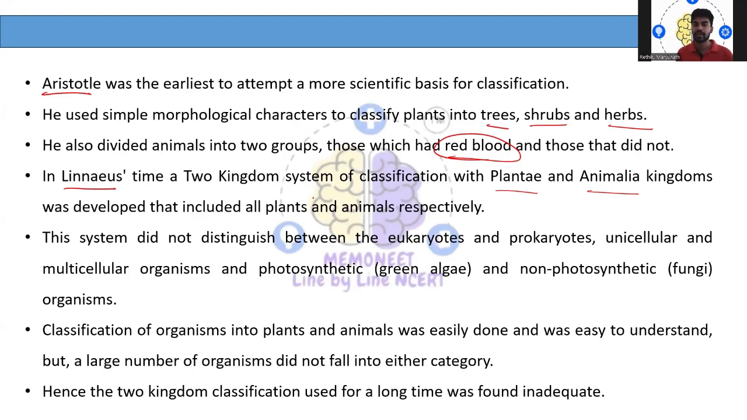So later on, what happened? Again, the classification was attempted. The classification of organisms into plants and animals was easily done and easy to understand, but a large number of organisms did not fit into these two classifications. Hence, the two kingdom classification also failed.